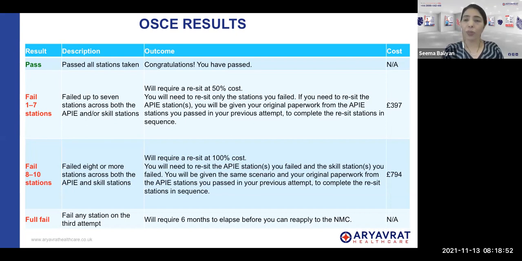So let's hope that none of you reach that level and all of you pass in the first attempt, or if unfortunately not in the first, then definitely in the second attempt, all of you pass.